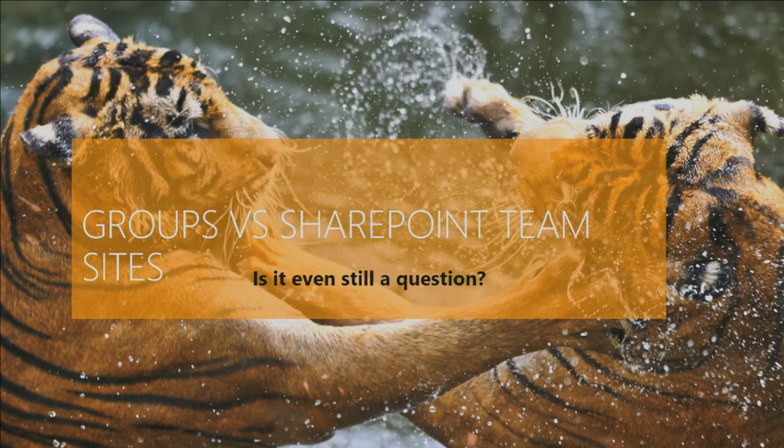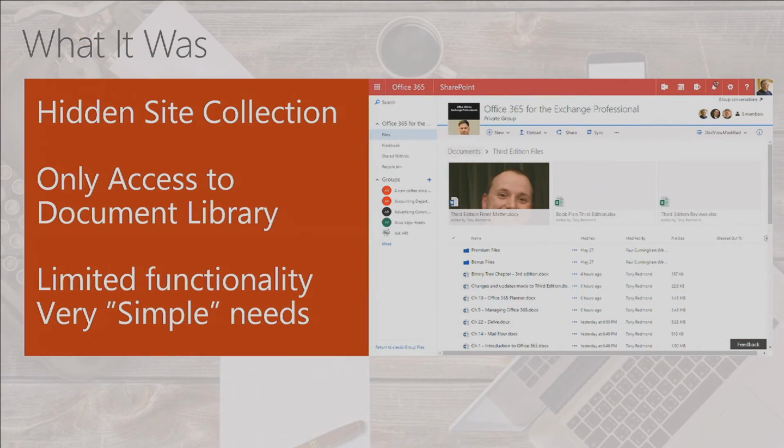Groups are a list of people, and we're going to connect to that list of people a full-blown SharePoint site collection using the new modern experience. So this is no longer really a question, but there are things to know. This is what it was. If you're using groups, this is what you've got. Every time you created an Office 365 group, you would get a hidden site collection. But you wouldn't have access to the SharePoint site collection. What you would have access to is this, a document library, and that's it, the files experience.